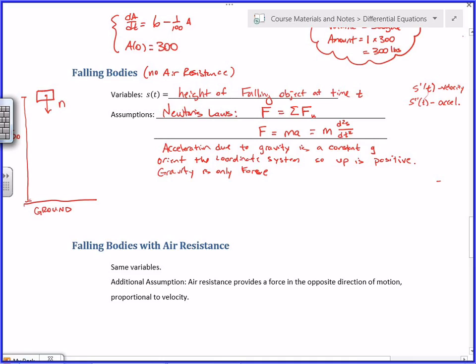Okay, so there is a force mg going downward, and it's negative because it's pointed down, acting onto that object. So your mass times acceleration, which is d²s/dt², would be equal to negative mg, right? You always set mass times acceleration equal to the sum of all the forces, and this is mass times acceleration.